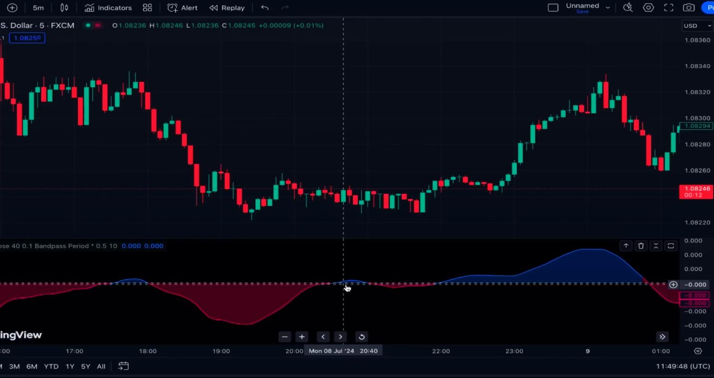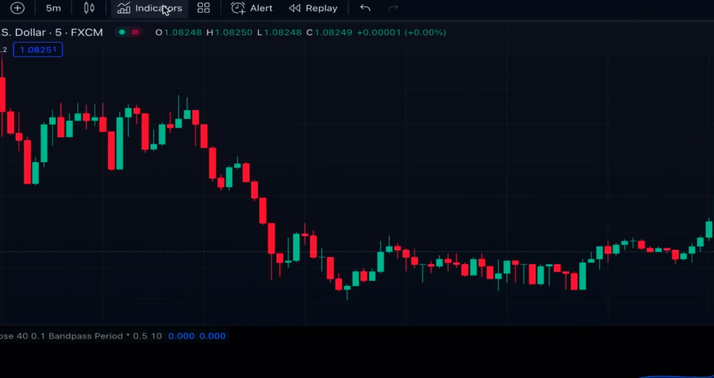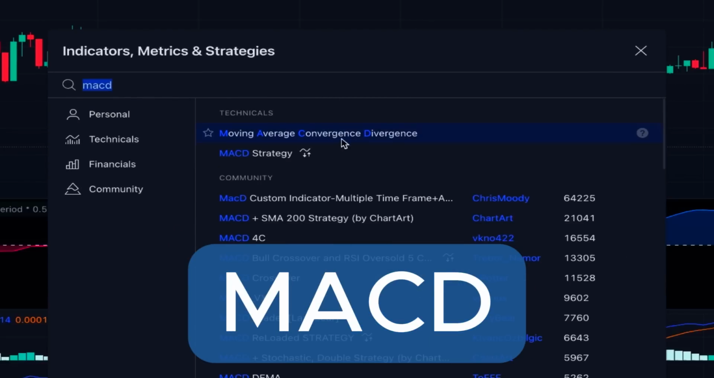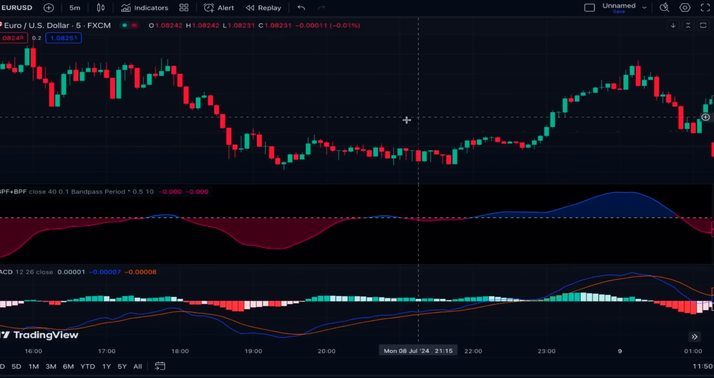Depending on the strategy and the way you want to catch the movement of the market, you can use different indicators. Consider we want to use this indicator in a trend following strategy. So here we click on indicators and we search MACD, this one, moving average convergence divergence, and we need to change the settings of this indicator.